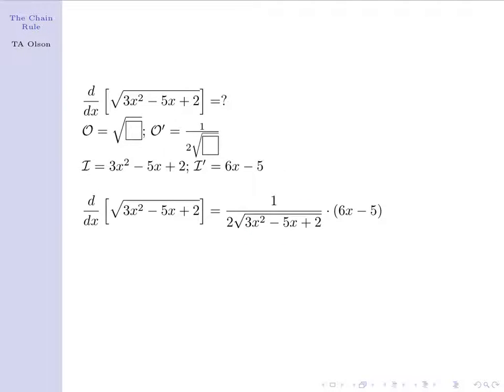Or written more nicely, it's like this. Since this is a multiplication, I can take this bit and simply write it up top here as a little more compact form: 6x minus 5 over 2 times the square root of 3x squared minus 5x plus 2. And that is our answer.